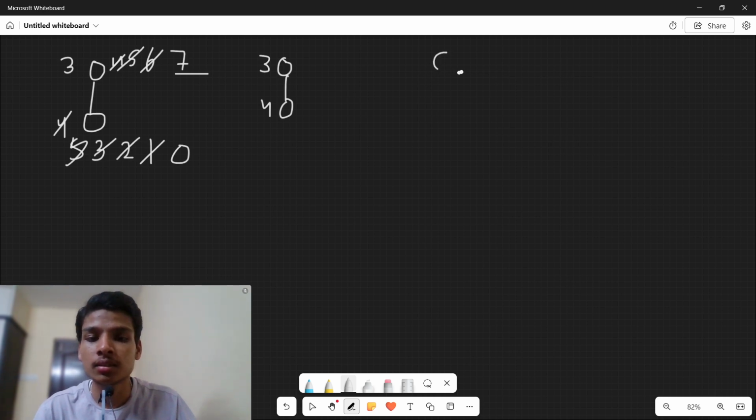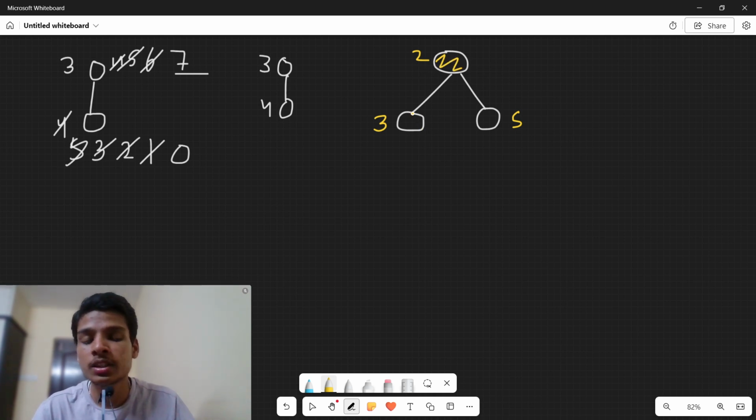Let's now extend the case. The root now has two children. For example, the value of the root is 2, this is 3, and this is 5. You cannot perform the operation on either of the leaves. You can only perform the operation on the root. Now tell me, how many operations can you perform on this index? You can perform at most 3 operations. But why? You cannot perform an operation if your value is becoming negative.